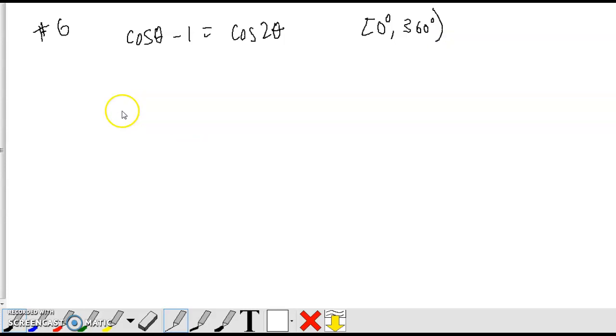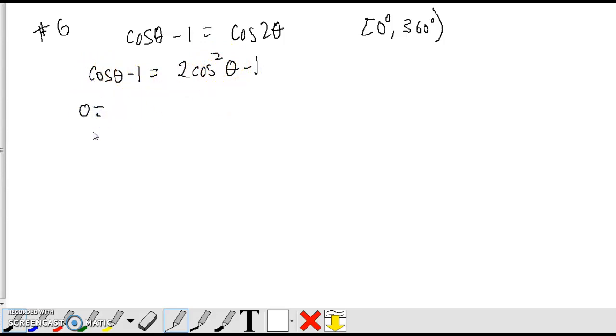Okay, so on this one, I noticed that I have a single angle and a double angle. So let's go ahead and change it. The great thing about the double angle of cosine is there are 3 ways to write it. I'm going to write it with the one that has the cosine in it, so 2 cosine squared of theta minus 1. It's now quadratic. Let's move everything over to the other side.